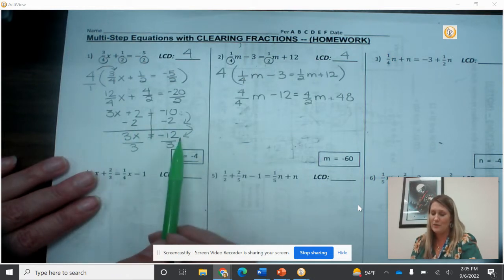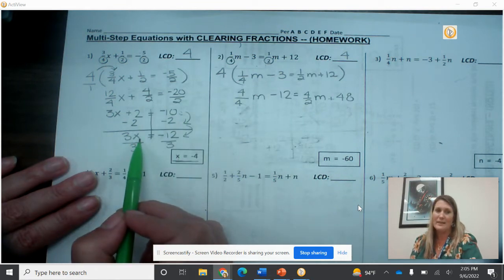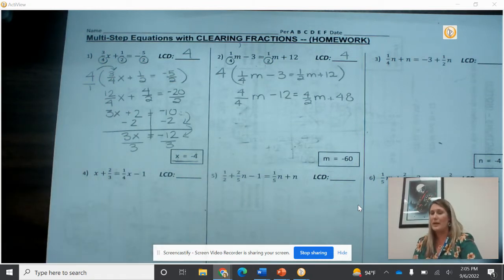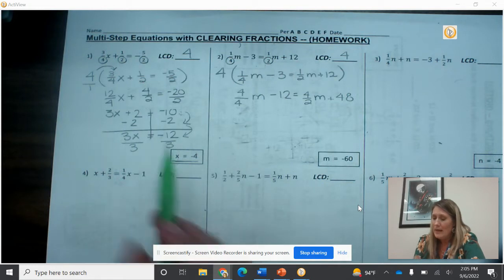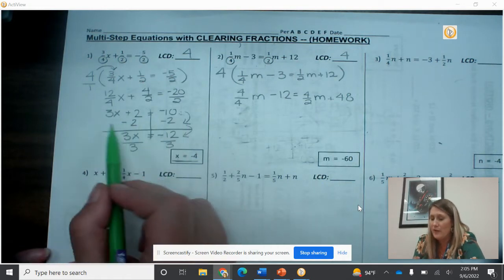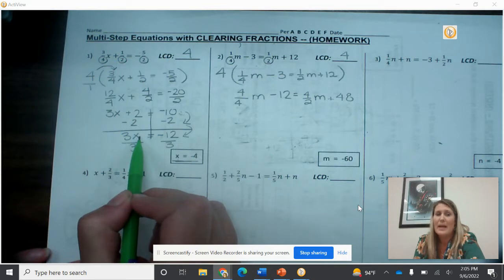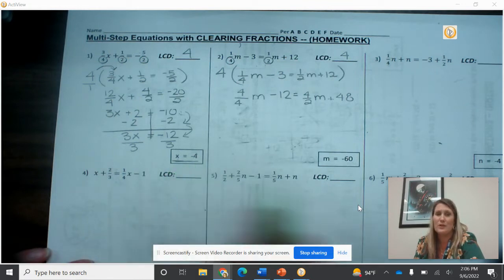So subtract 2 from both sides. And then I'm left with 3x equals negative 12. And my last step is dividing by 3. But what I want for you to make sure you're doing is show what you're doing for each step. Then show what you're left with. Final answer should always be what variable you're solving for equals to your solution.